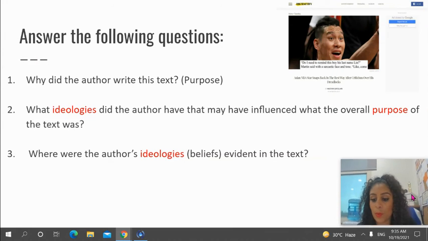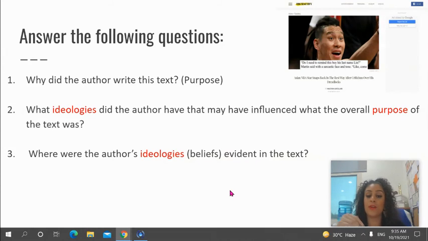Okay? So what I would like you to do for the Jeremy Lin text this morning is go back to your Jeremy Lin text that you've annotated. Question 1, why did the author write this text? Let's go back and review the purpose. But question 2 now, what ideologies did the author have that might have influenced the text itself and the way that they wrote the text and what the overall purpose of the text was? Okay, so what beliefs or what values or what ideas or what opinions did the author have that could have influenced what the point of the text was? Whatever you said the purpose of the text was, how has the author's opinion shaped that purpose?